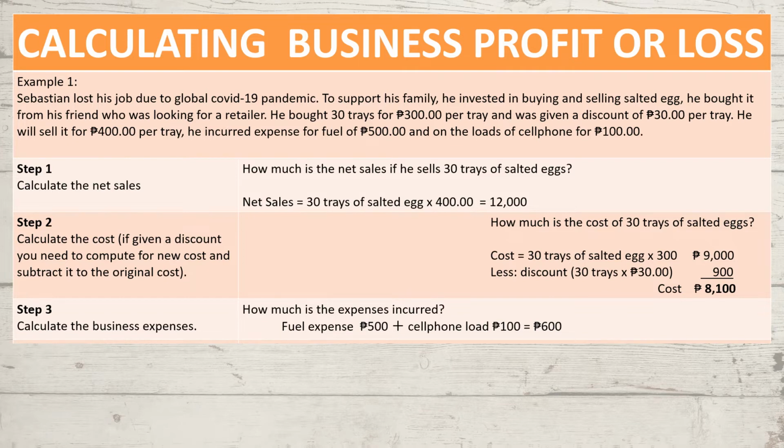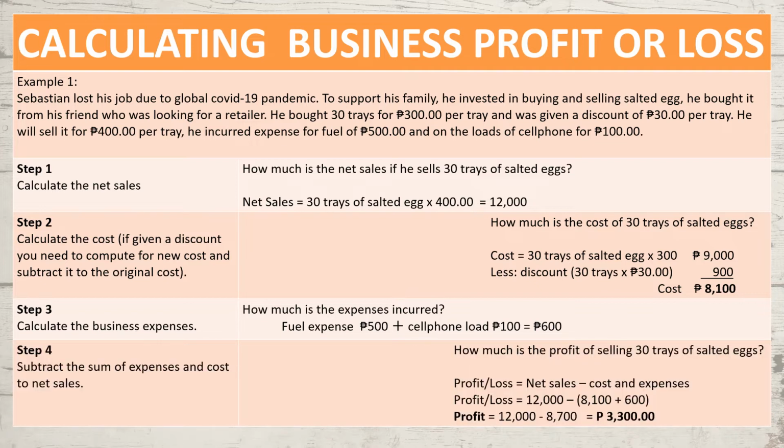The third step is to calculate the business expenses or the operating expenses. So we will answer the question, how much is the expenses incurred? The mentioned expenses that fall under the operating expenses are the fuel expense amounting to 500 pesos and the cell phone load amounting to 100 pesos, a total of 600 pesos.